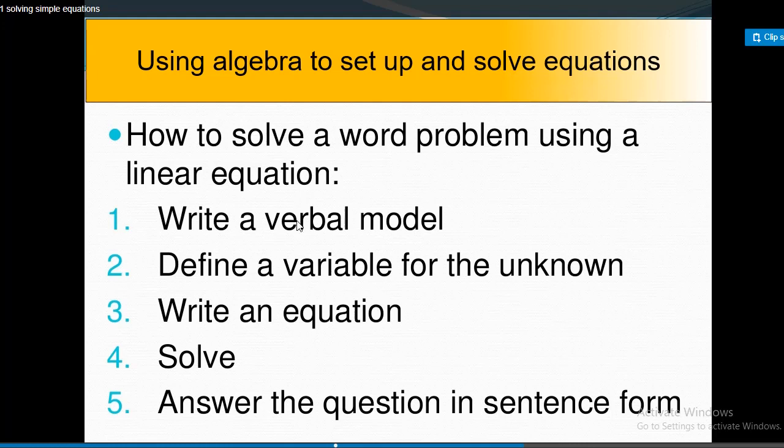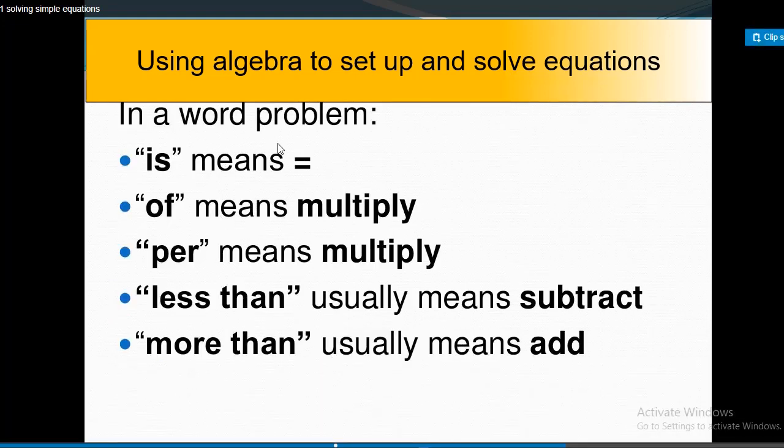First of all, you have to write a variable model. Second, define a variable for the unknown. And third, write an equation. Fourth, you have to solve it and then answer the problem in a sentence. The common language for this kind of problem: is means equal, of means multiply, per means multiply as well, less than usually means subtract, more than usually means add.